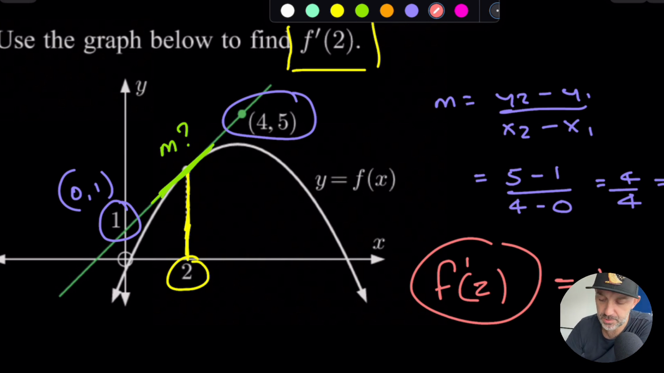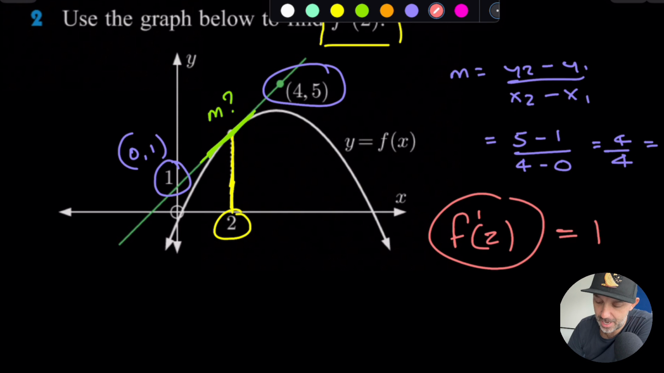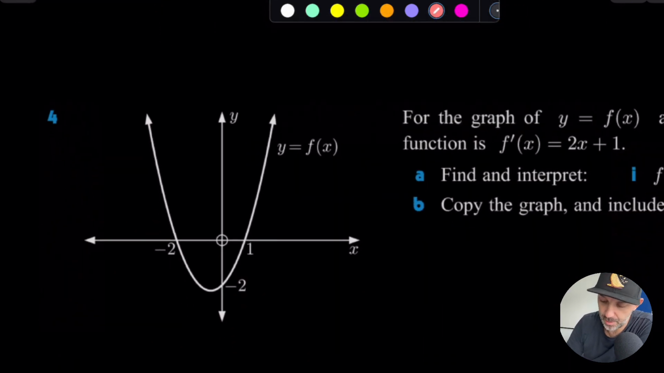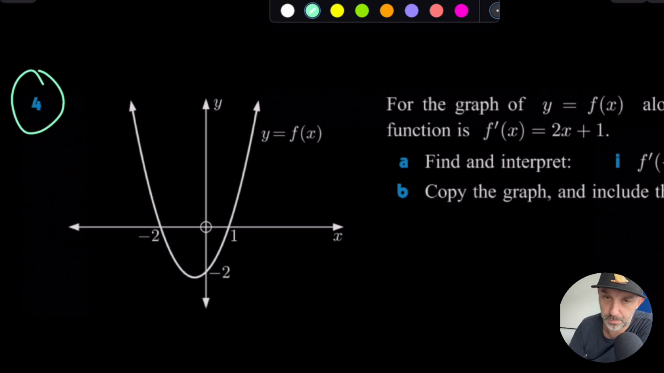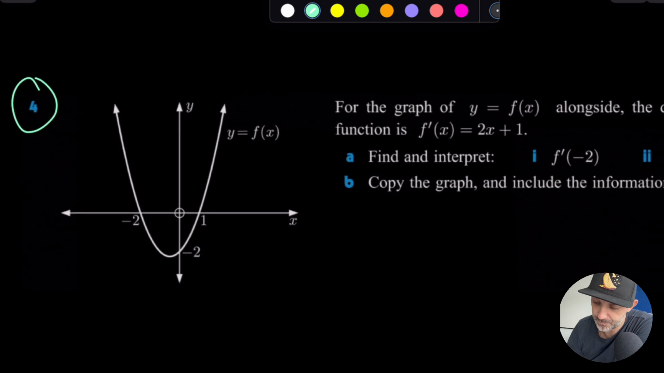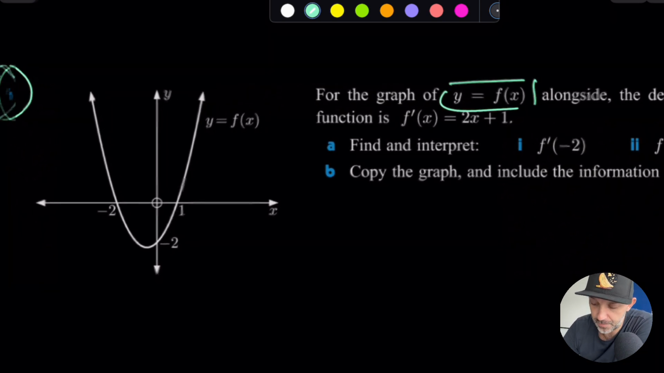So again, these are just some core fundamentals, some key concepts that are going to help you as we move on through this unit. Okay, this question, I've jumped a question, we're moving through an exercise. So question 4 states, for the graph y equals f of x, alongside the derivative function is given.